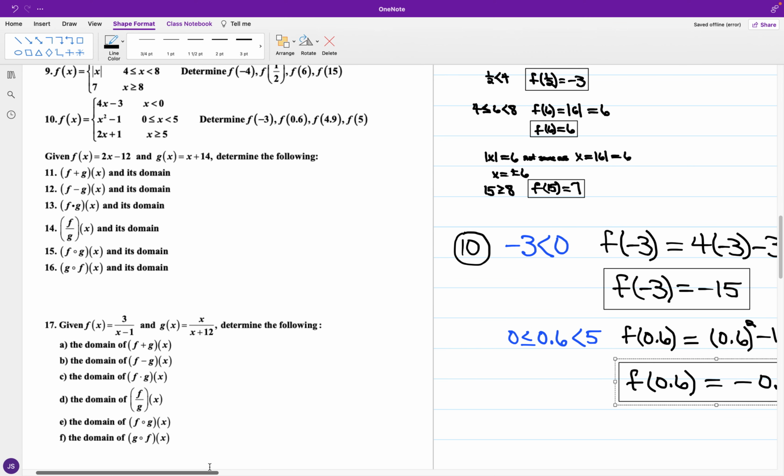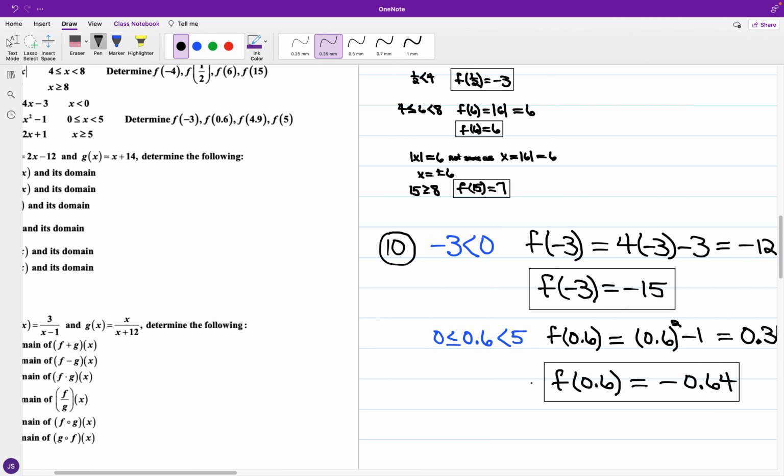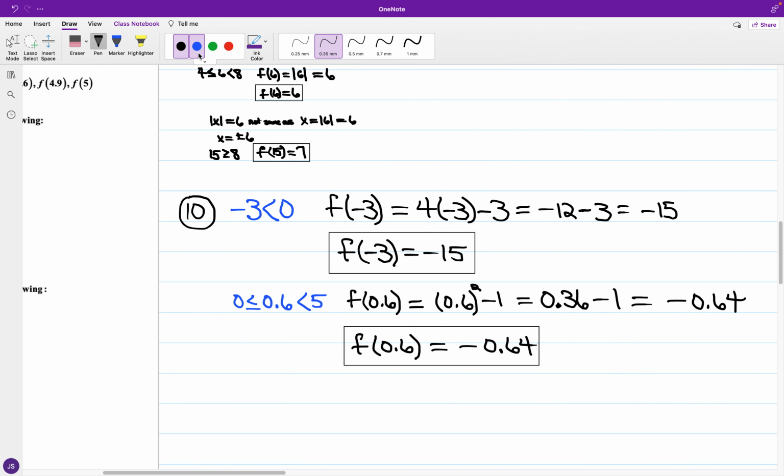Now, for what we have in the case of f of 4.9, 4.9 is substantially larger than 0.6, but like 0.6, that value also belongs in the second inequality, since it also happens to be less than 5. So that number is also going to go through the x squared minus 1 treatment. So 0 is less than or equal to 4.9, which in turn is less than 5.